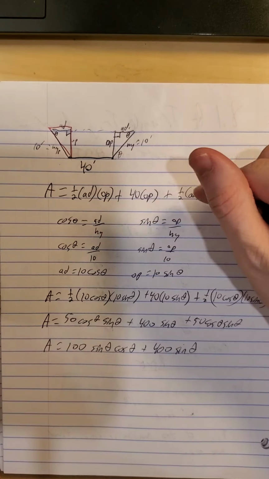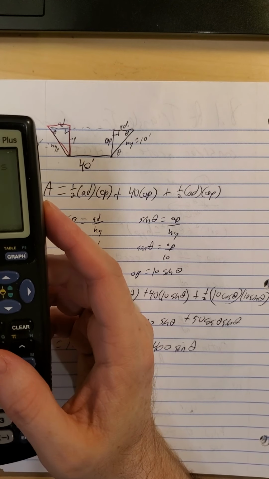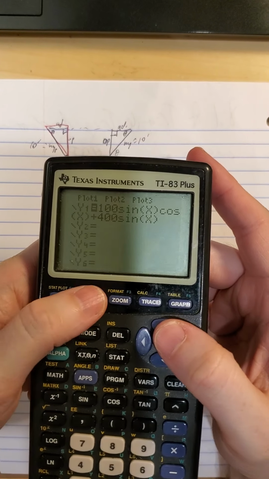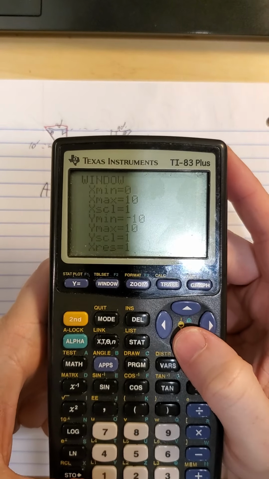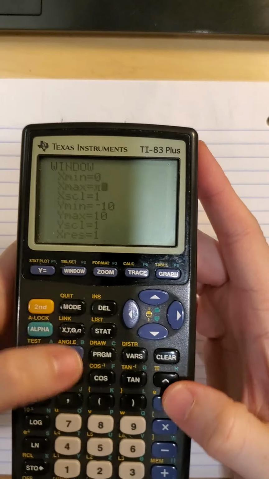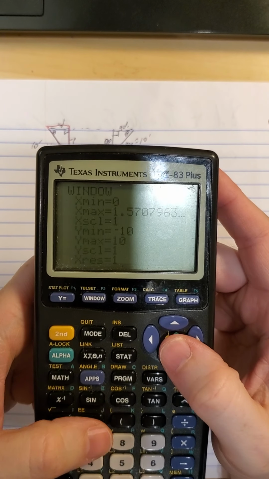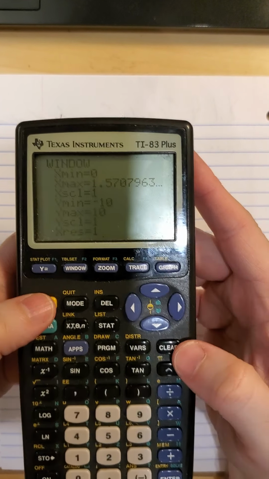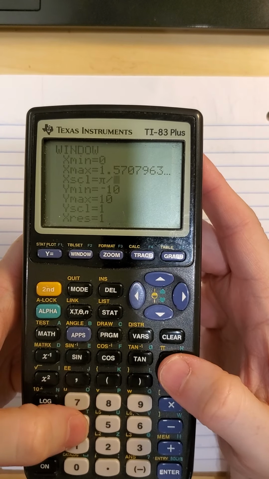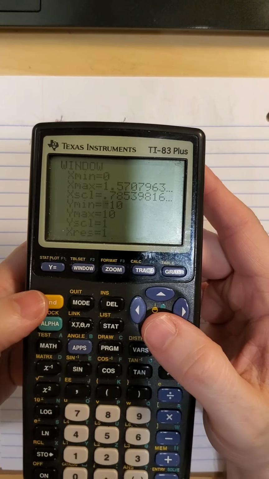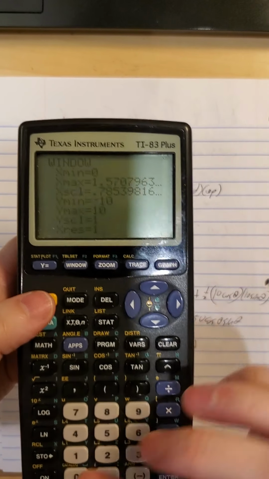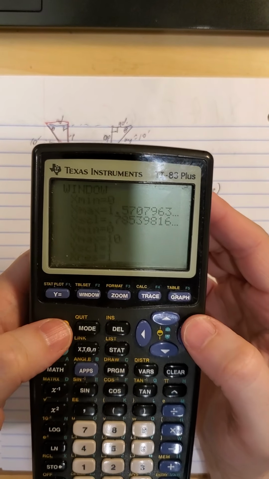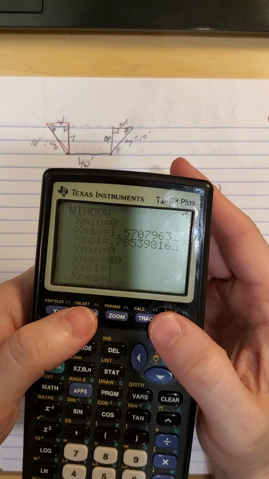Now we said theta is an acute angle, so we know it's between 0 and pi over 2. So that's what I'll set up our window as for the x's. A min of 0, a max of pi over 2. So we'll set the scale at maybe pi over 4. You can set it to pi over 8 if you'd like. Y min, our area has to be at least 0, and our y max, we can kind of go to the table and find out.